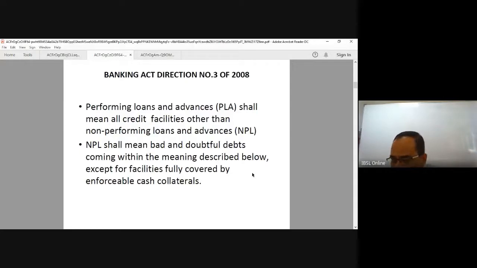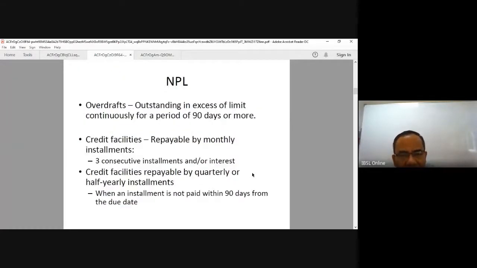So we spoke about non-performing advances. We looked at how you segregate and classify the non-performing advances within the broader category of non-performing advances. There we looked at, for example, an overdraft that is in excess of the limit.